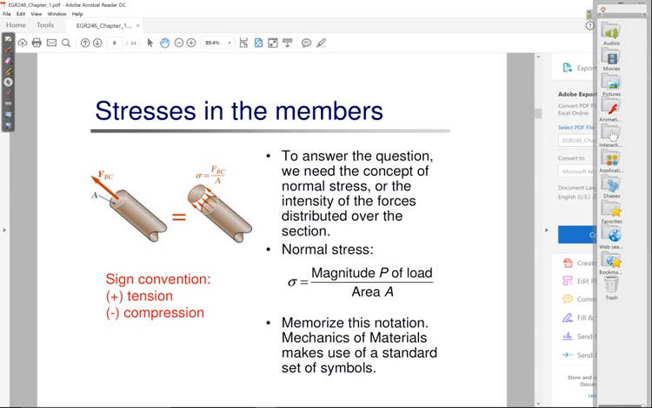So what's the cross-sectional area? Well, you have these long, thin members, right? The cross-sectional area is basically if you make a cut anywhere on this member, what that area would be.